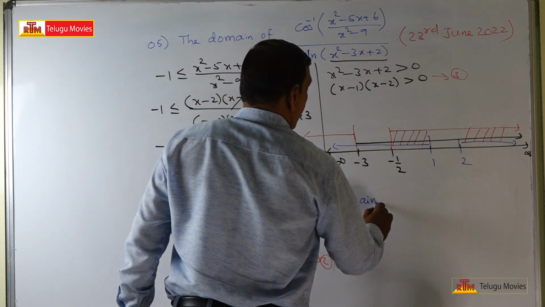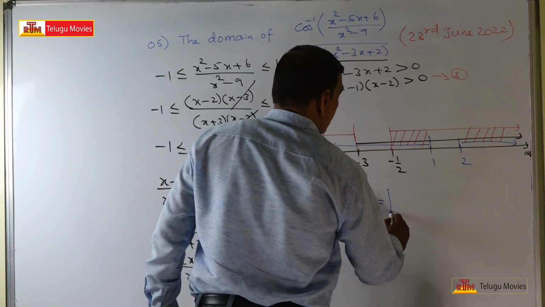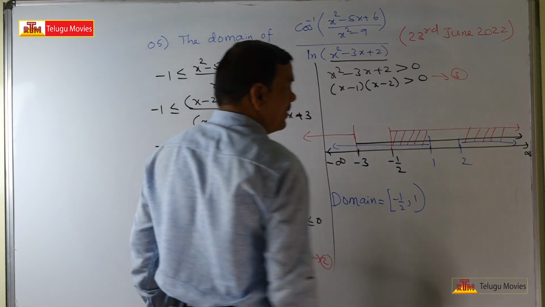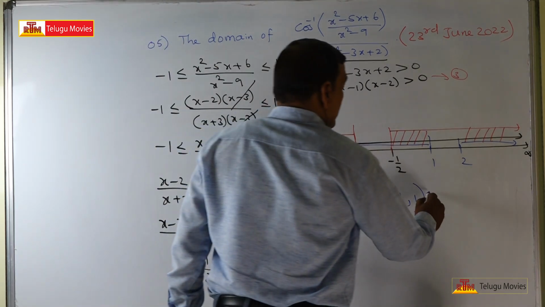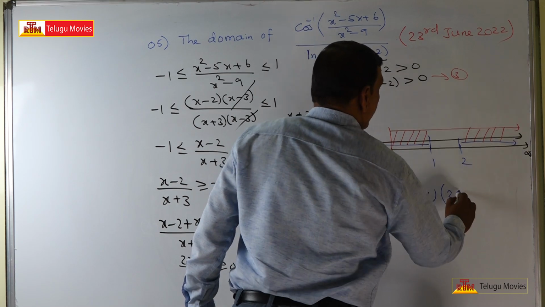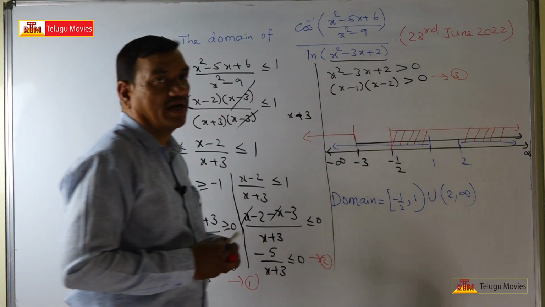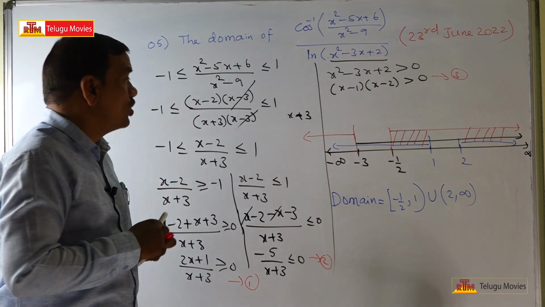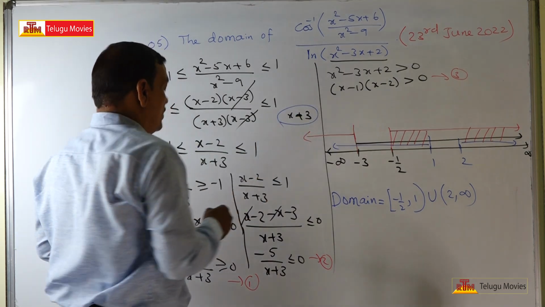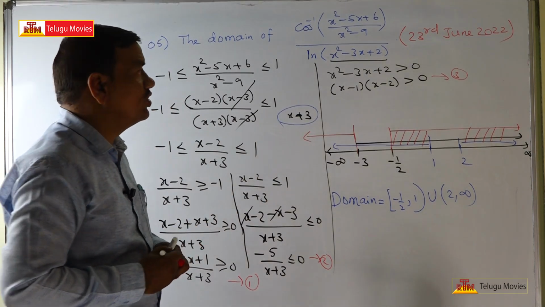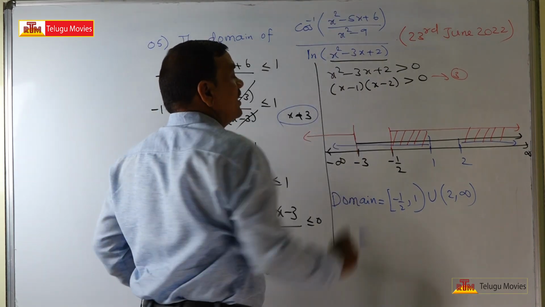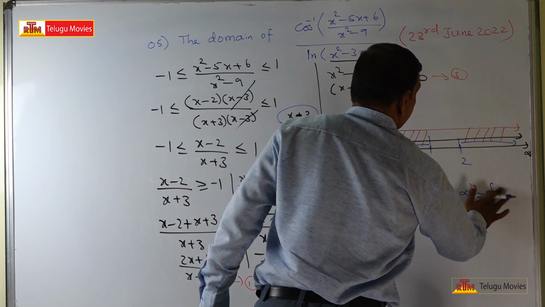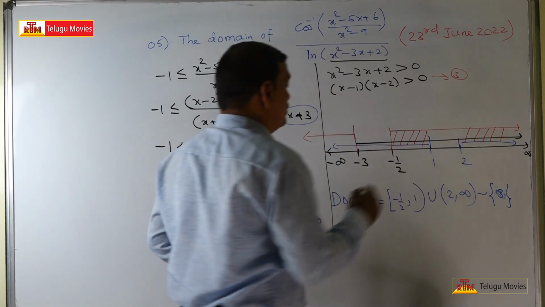So therefore, what is the domain? Domain is given by closed bracket 1 by 2 comma 1, here we are not taking 1, open bracket, union open bracket 2 to infinity. Now if you observe, x is not equal to 3, so you should not take 3. If you take 3, you will get the 0 upon 0 form. So except 3. So this is your domain.